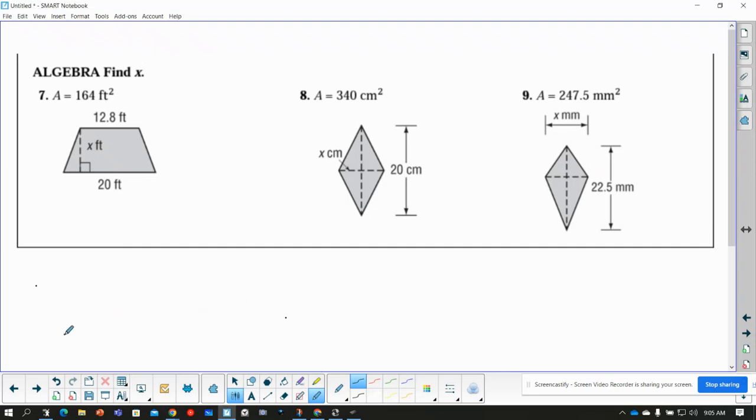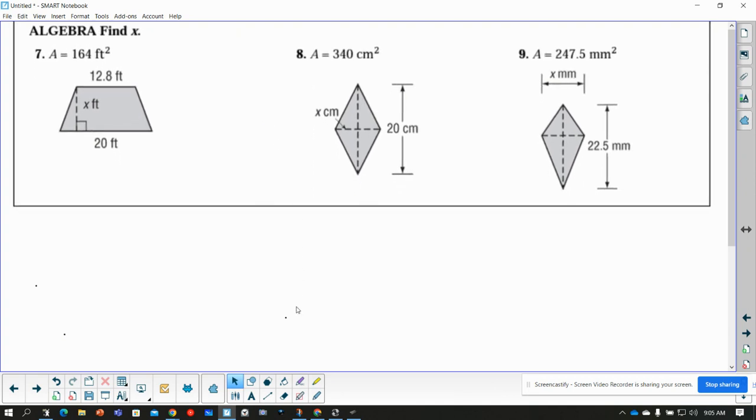All right, we're going to try numbers 7, 8, and 9, and these are a little bit different. Did you figure out how to do them? You think you know what to do? If you don't, that's okay. I'm going to show you right now. Okay, so let's go with blue. I feel like going with a blue ink.